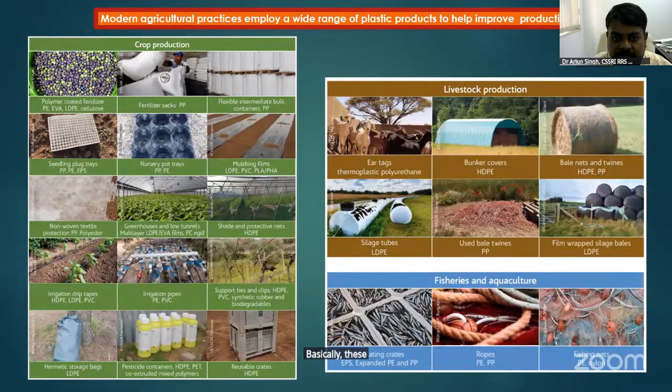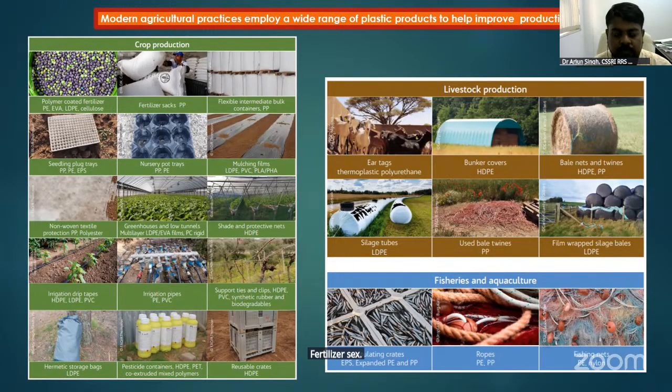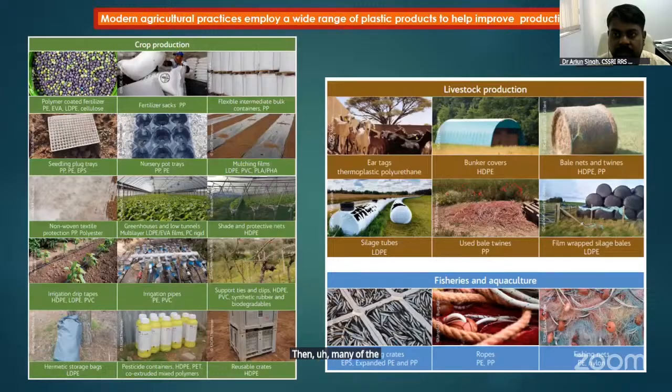Basically, these are the products being used in our agriculture or farming systems. Many of our agrochemicals, like fertilizers and pesticides, come with plastic coating or are mixed with some plasticizers. Fertilizer sacks are popular ones. Then plastic mulch, most commonly seen around farmers' fields in northern India. Many polyhouses use LDPE and similar polymers. Then, more minorly, ear tags and fishing nets are all based on plastic polymers.